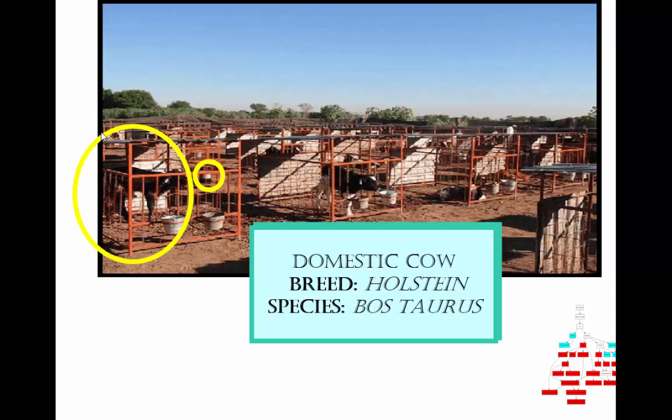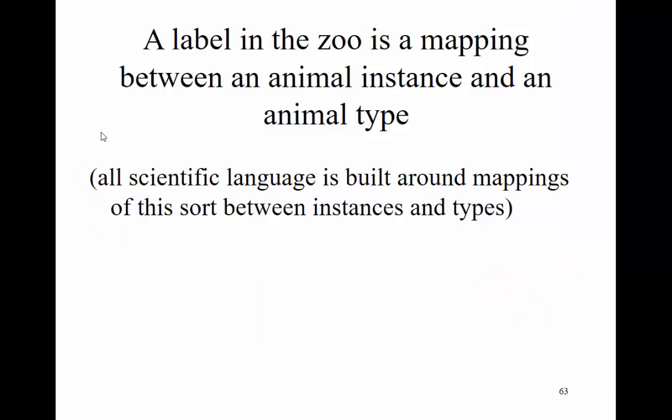Now, this stuff is in the ontology. So the ontology will tell us about breeds and species because breeds and species are types. At least that's how we'll think of them for the moment. And that's an instance of one of the types in that ontology over there. And that's a really slow animation. I really must kill the animations. All right. So a label in a zoo is a mapping between an animal instance and an animal type.